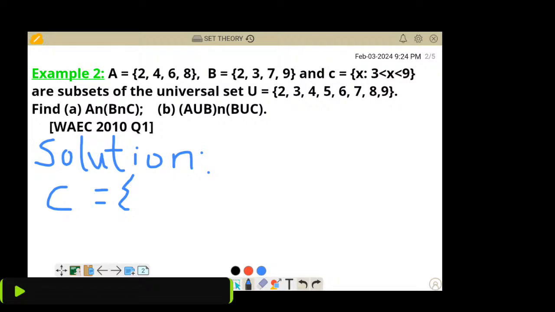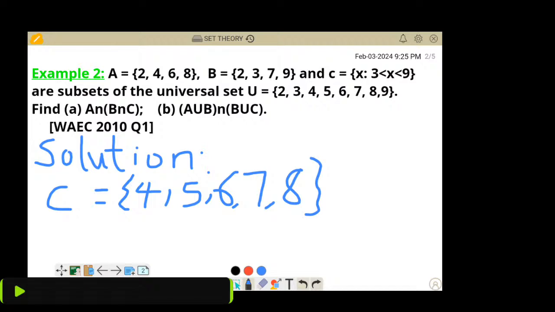Set C must be a subset of the universal set, which is 2, 3, 4, 5, 6, 7, 8, 9. So in order to do that, we can say our set C equals 4, 5, 6, and 8. That is our set C. Sorry, 7 is there, because 7 is in the universal set. 7 and 8. Our set C is 4, 5, 6, 7, and 8.